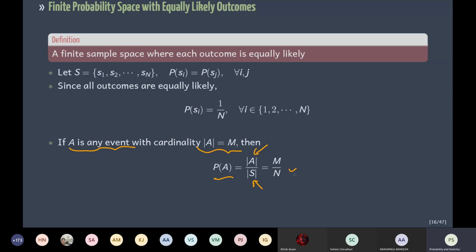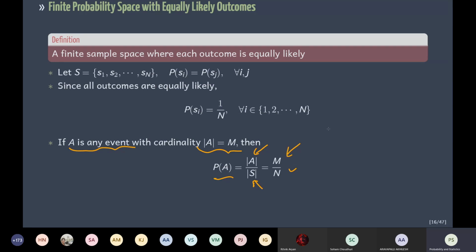So now you already have one tool. In the cases when your sample space is finite and your event set is finite, you now know how to compute the probability. Additionally, you assume that the outcomes are equally likely. In those cases, you know how to compute this.